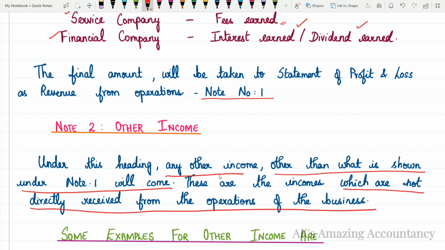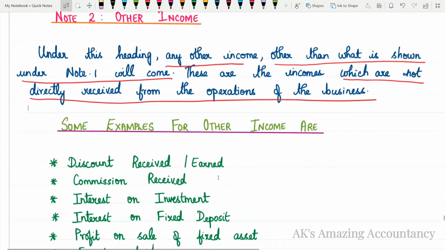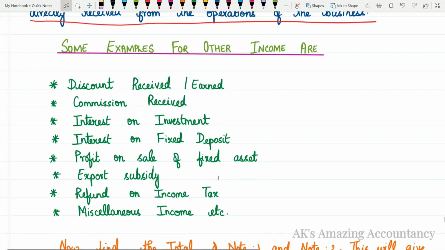So those incomes which are not directly received from the operations of the business will come under note 2, other income. Let me give you some examples. Under other income, you will be having discount received or discount earned, commission received, interest on investment, interest on fixed deposit, profit on sale of fixed asset, export subsidy, refund on income tax, miscellaneous income, etc. So if you have any of these items in the problem, those items will come under note 2, other income.